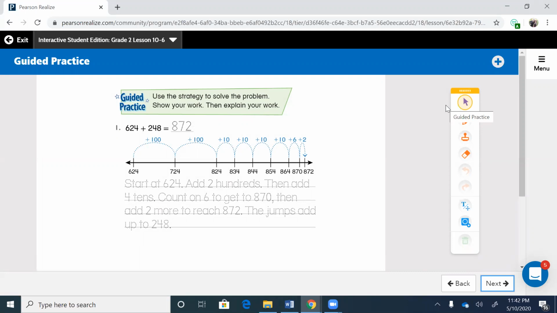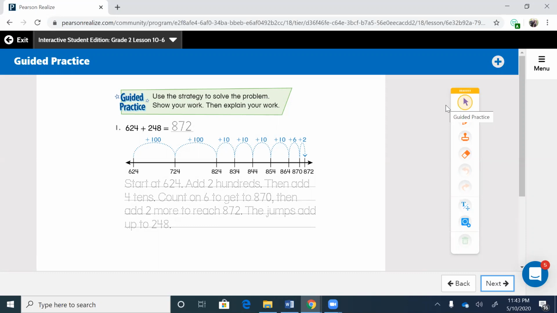So this is an open number line strategy. You have to think to yourself, out of all those strategies, what do you want to use? Do you want to try them all again? Or is there a certain strategy that you like? So here is the open number line. I'm going to read what's on the lines.